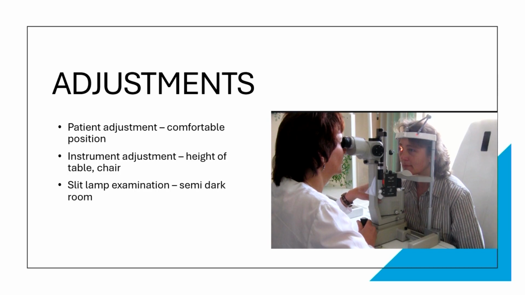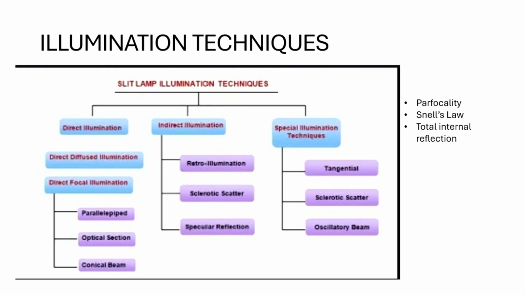We have to take care of the illumination, magnification, the slit beam height and width, and if any filters or a diffuser are used, all these have to be taken care of. The illumination techniques of the slit lamp are based on parfocality. That is, you are seeing the image of the site which is being illuminated. So that is parfocality. And we have direct illumination, indirect illumination, and special illumination techniques.